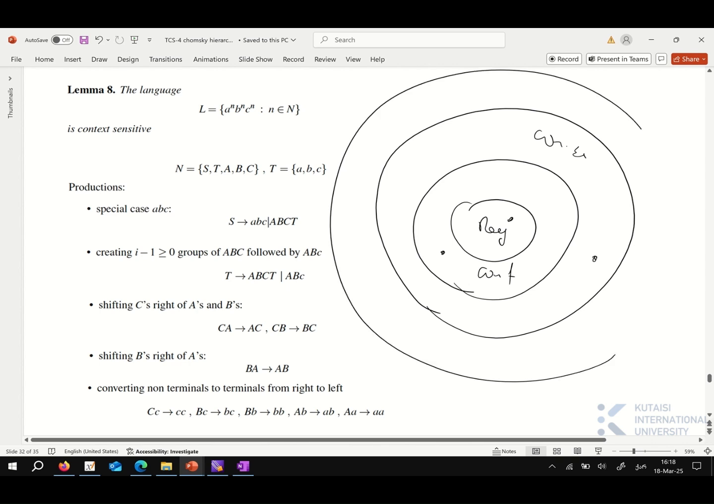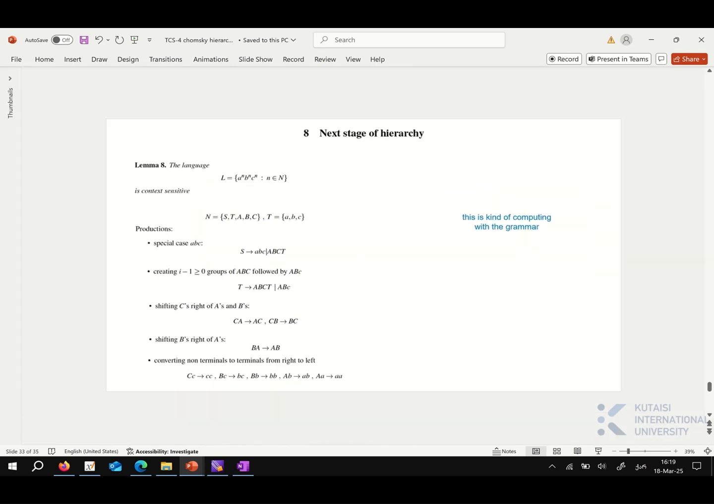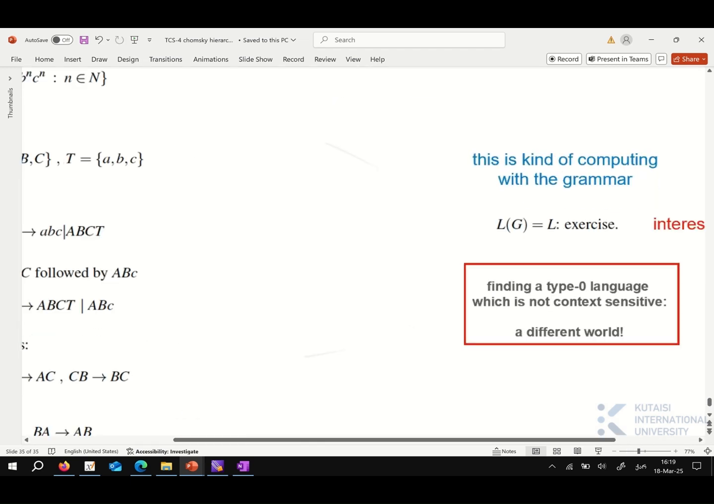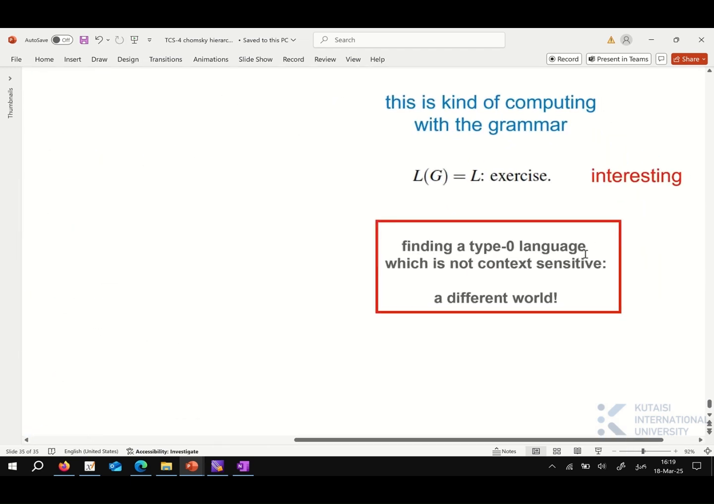And then there's the type 0 guys here. But we do not know whether there is something here as of yet. Maybe every type 0 is actually context sensitive. We don't know this. The final differentiation that will complete the Chomsky hierarchy is not there yet. And so this is like computing with grammar if you actually want to prove it. And this is an interesting exercise. And then there's a caveat that finding a type 0 language that is not context sensitive is a different world, which will take us to Turing machines.